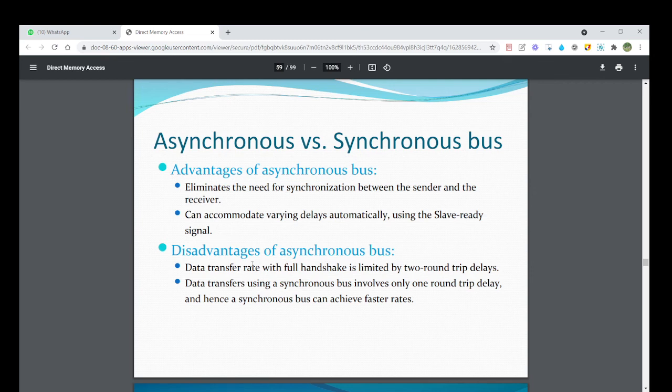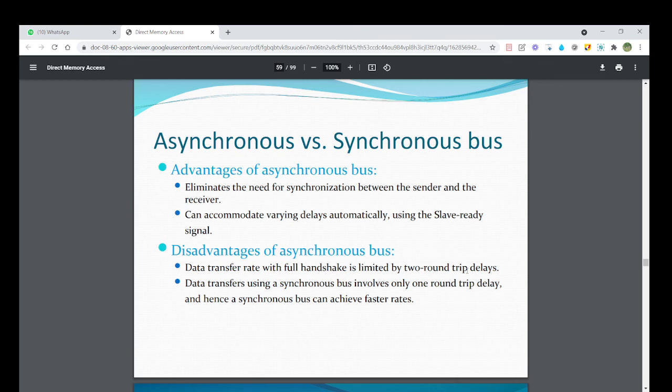But the disadvantage of asynchronous bus is that data transfer rate with full handshake is limited by 2 round trip delays. So there are 2 round trip delays, before the handshake communication signal there is a delay, and data transfer using a synchronous bus involves only 1 round trip delay, and hence synchronous buses are achieved faster compared to asynchronous.